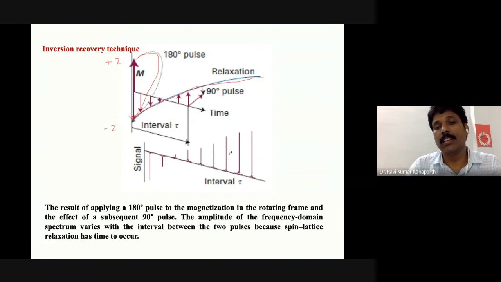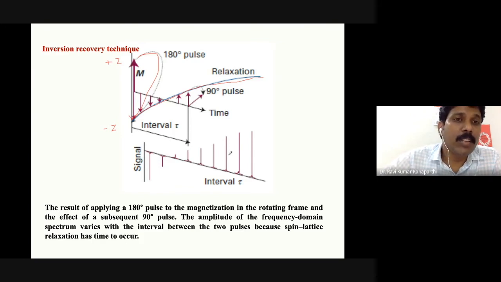The signal strength is growing exponentially, and if you try to fit that curve, it gives the time constant, and that time constant is nothing but the longitudinal time constant, or the spin-lattice time constant. And please remember why it is called the inversion recovery technique. We are inverting the net magnetization vector by applying a 180-degree pulse. That is the reason why there is a term called inversion and recovery.